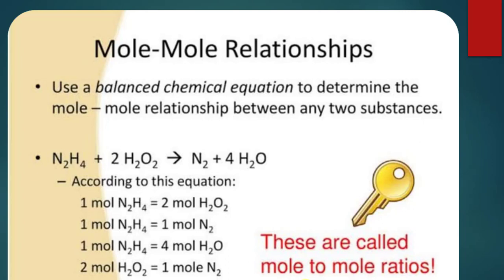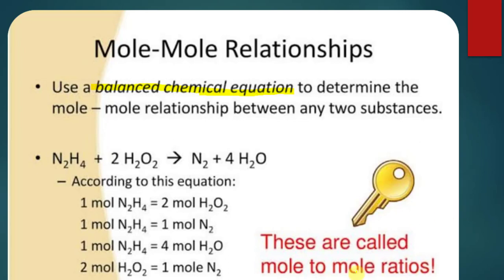First thing is you have to balance the chemical equation. Whatever the chemical equation given, you have to balance it first. If you do not balance, you will not get the accurate values. So first thing is what? When the chemical equation is given to you, first you have to balance it.